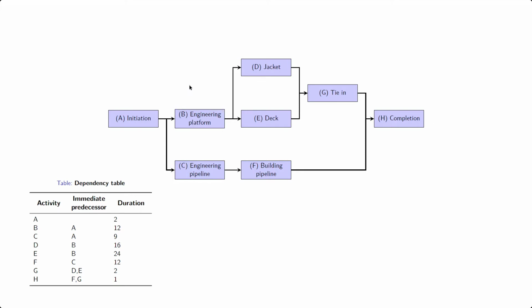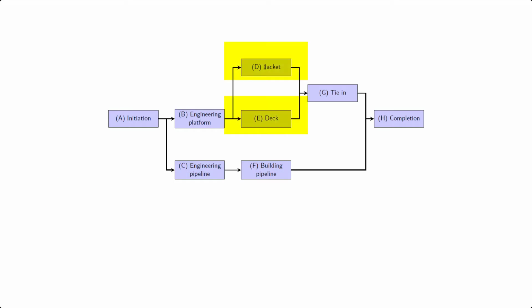However, there are alternative ways to draw this. Activity D and E here could be switched around and it will still be the same network diagram. You can also take this whole branch here with activity B, D, E, and G and put it below the path here with C and F. So you can switch it around a little bit, but it's still fundamentally the same network diagram. But this is going to be the basic structure that we're going to work with.